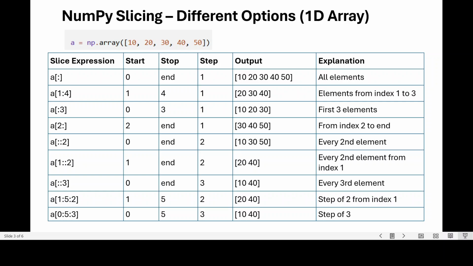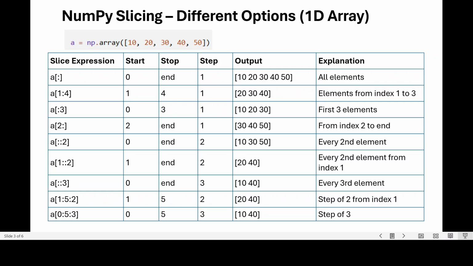Then the next expression, a of colon colon 3. Here the step value is 3, starting from index 0, and NumPy selects every third element. So the output is 10, 40. Then the next expression, a of 1 colon 5 colon 2. This expression starts at index 1, stops before index 5 and moves with a step of 2. So here the selected elements are 20 and 40.